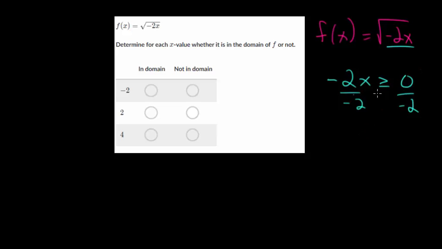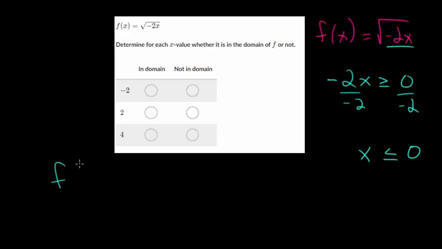the sign. So we know that 0 divided by anything is 0. And we know that minus 2 over minus 2 is just 1, so you get 1x. But since we divided by negative 2, the sign would flip. So in this case, x has to be a negative number, or 0. Because if you put in a negative number, like let's say negative 2, which we do have to check, then negative 2 times negative 2 gives you a positive number under the square root. But if you put in a positive number, then you're going to end up with a negative result underneath the square root, which is imaginary.